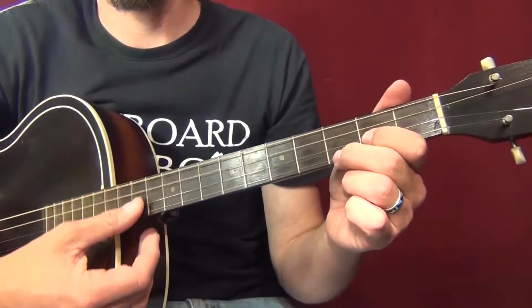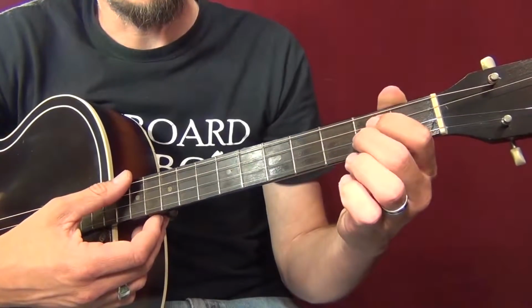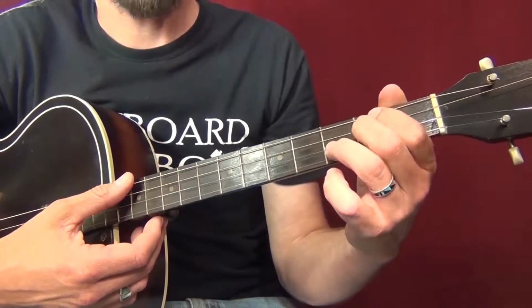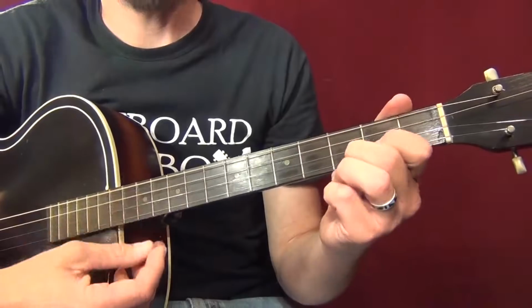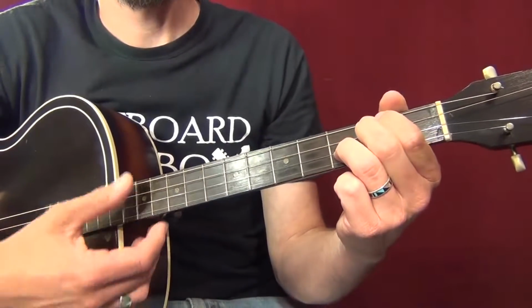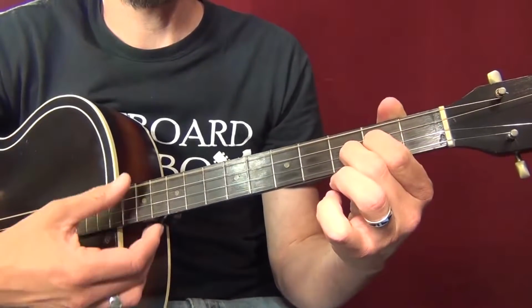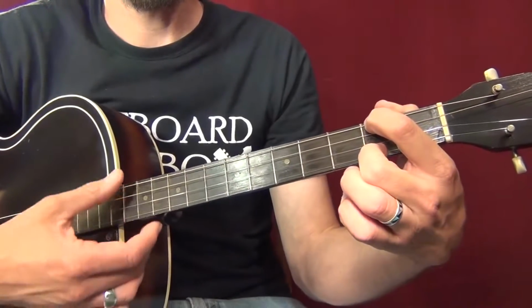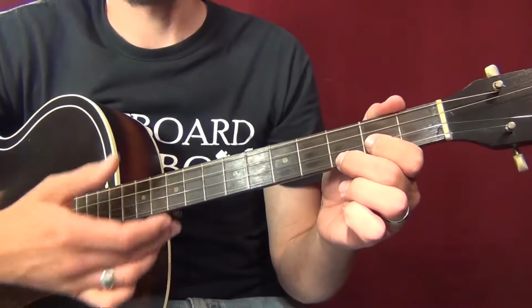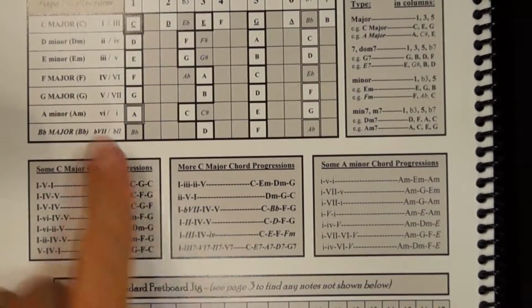So if I want to do that, C major to D minor, let me think about that. There we go. C major, D minor, F major, G major, back to C major. So there's just a lot of pretty ways that you can arrange these chords that are within the key.